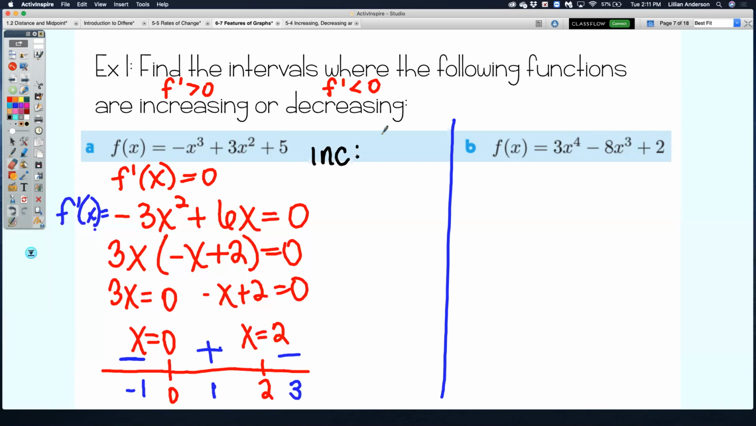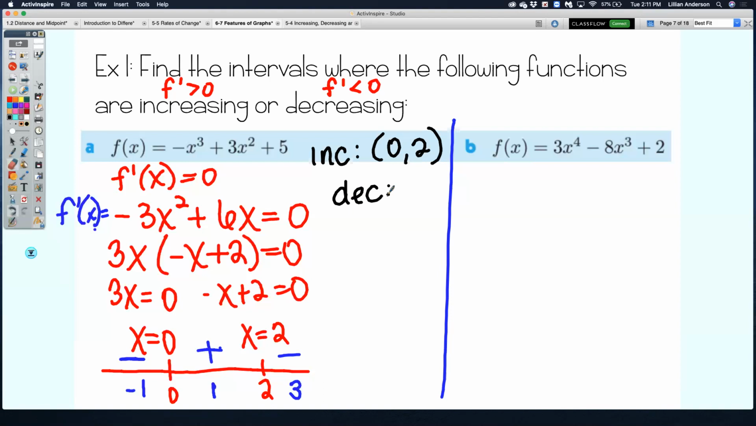From 0 to 2. Remember, we use parentheses here. 1, because at 0 and at 2 it is neither increasing nor decreasing. And on top of that, we don't have any endpoints. So we never would include a bracket at any time we're talking about intervals of increasing and decreasing.